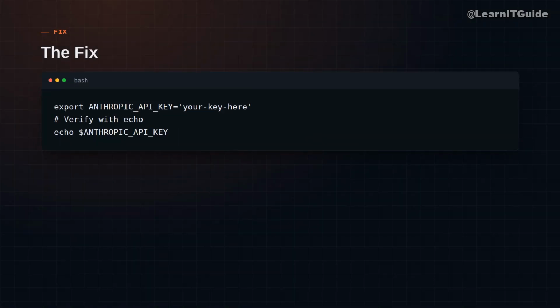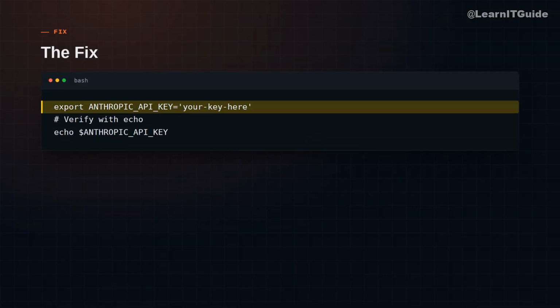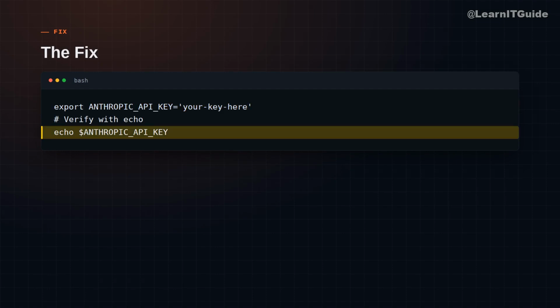The fix is simple. Just export the variable again in the new terminal tab. You can verify it is set correctly by using the echo command. If it prints your key, your script will now run perfectly without that authentication error.